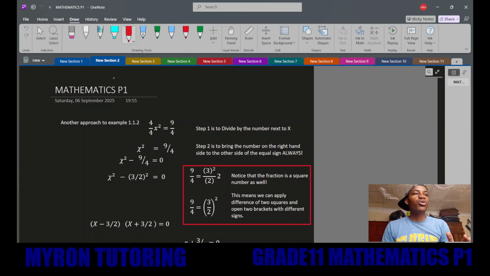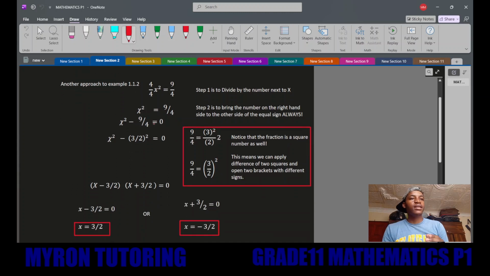You might do it in a different approach, which is to divide by 4 both sides, so that you have x squared alone, which is equal to 9 over 4. Then when you take 9 over 4 to the other side, you have that clarity that it is a difference of 2 squares, because 9 over 4 under a square root is what? It is 3 over 2.